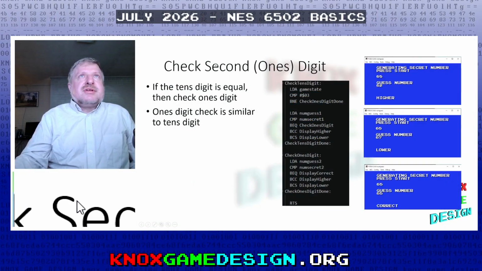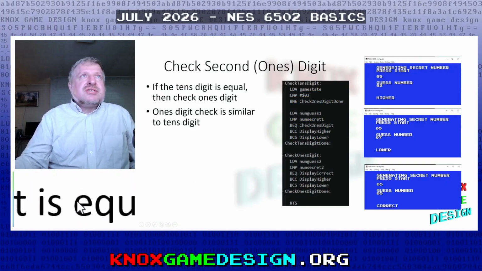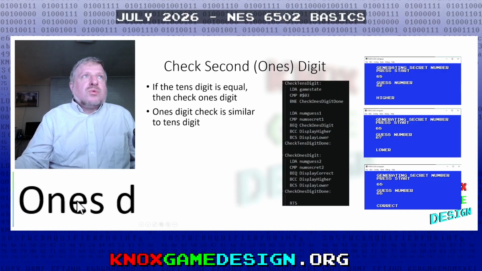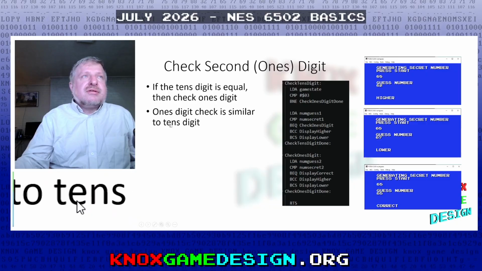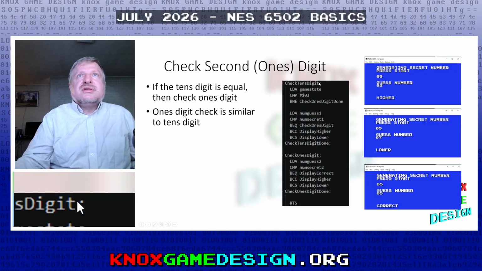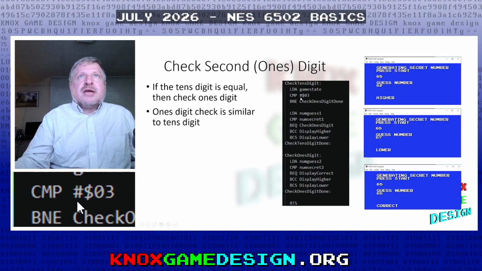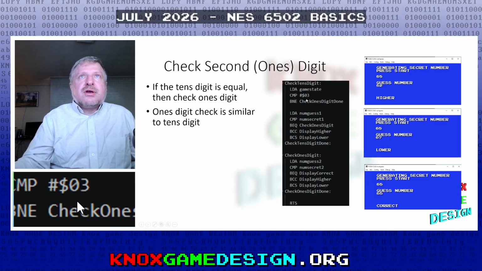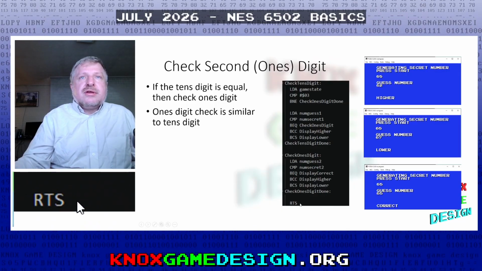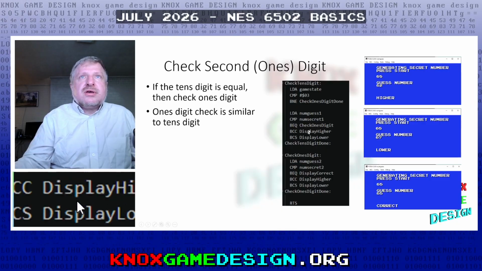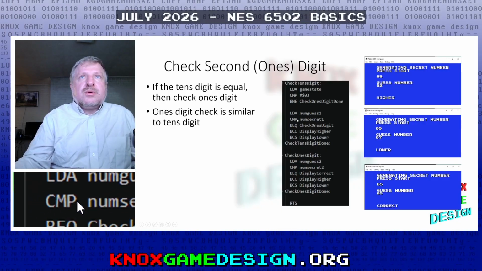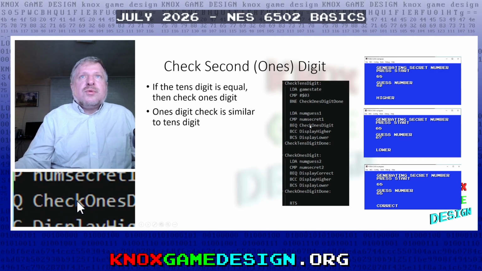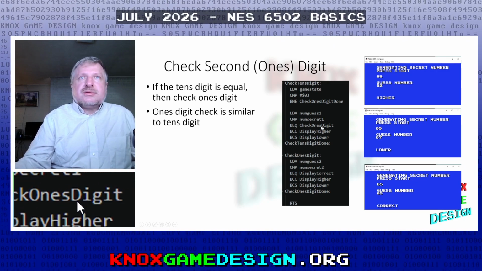So the next step is checking the ones digit. If the tens digit is equal, then check the ones digit. The ones digit check is the same thing as the tens digit. So we have to check the tens digit if we're in game state 03. Otherwise, we're going to branch. If we're not in game state 3, then we're going to go to done. Check ones done. Going to load number guess 1 and compare it to number secret 1. So if it's equal, then we're going to check the ones digit.